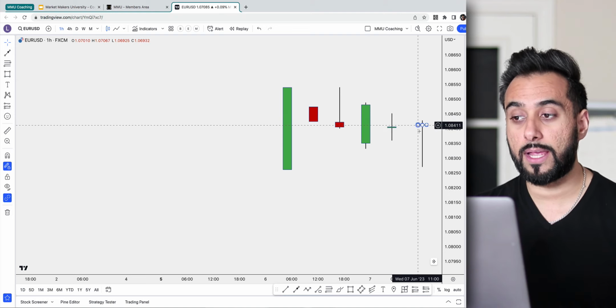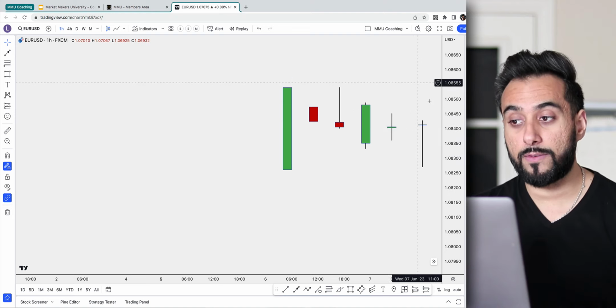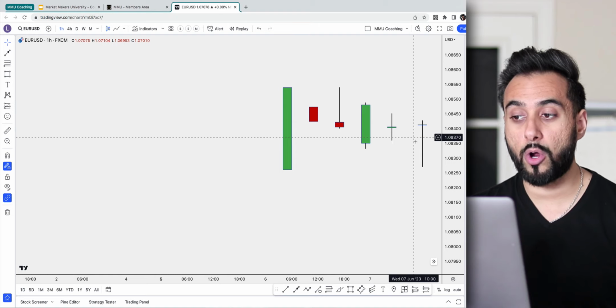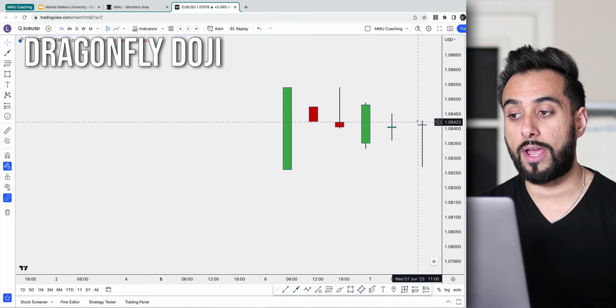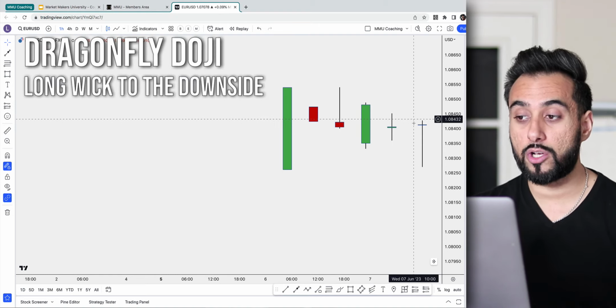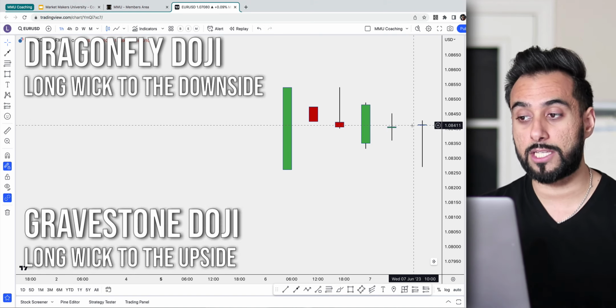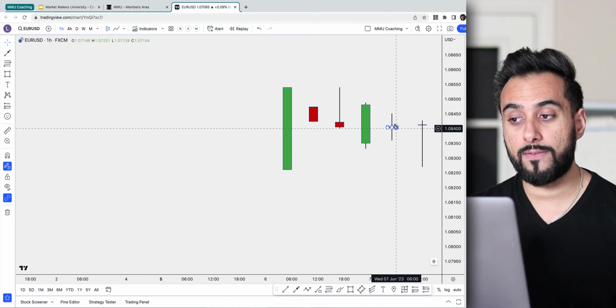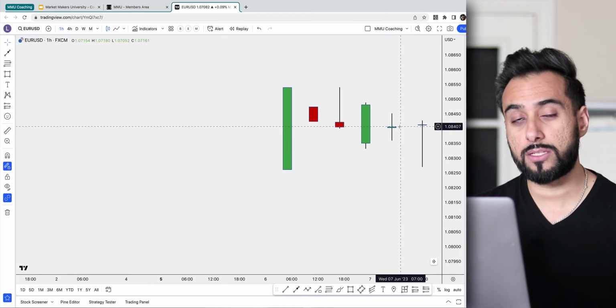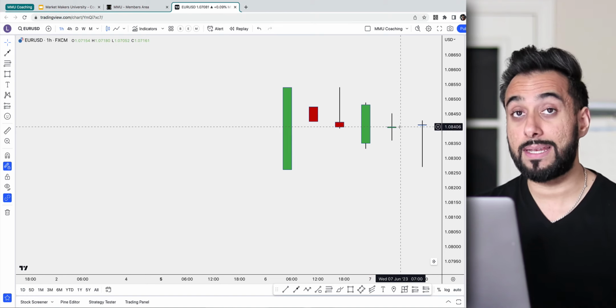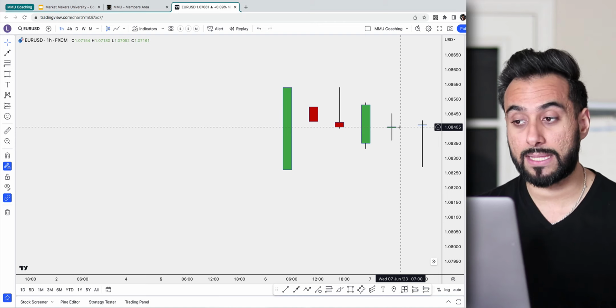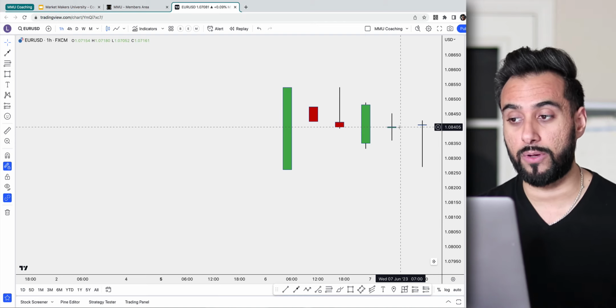This is also considered a doji as well. The type of doji this is, because it has such a long wick at the bottom, this is considered a dragonfly doji. However, it is still a doji because the price started and ended roughly around the same price point. And notice I intentionally gave this candle a small little bit of body just to show you guys and represent that it doesn't necessarily have to start and end at the exact same pinpoint price point.